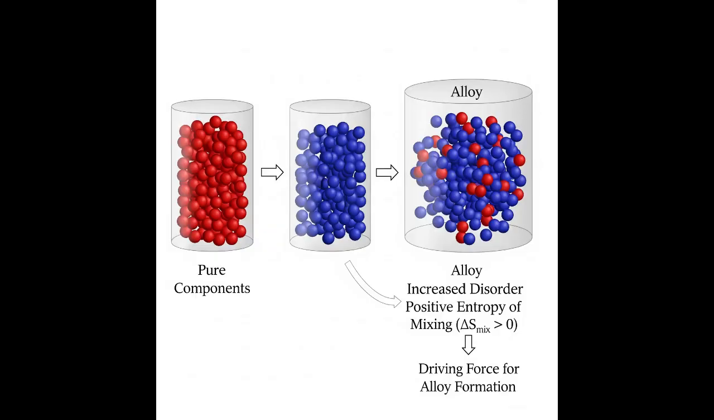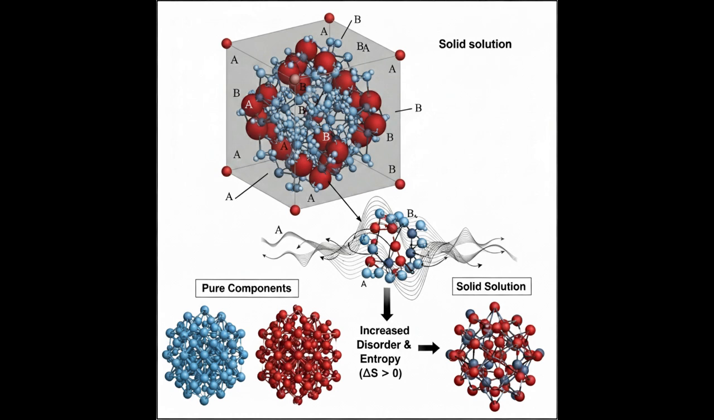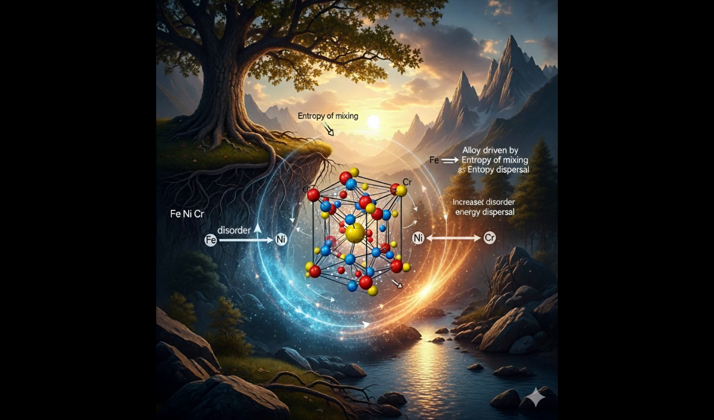The next implication we are announcing here is entropy of mixing in alloys. When you mix two different types of atoms to form an alloy, the system becomes more disordered compared to the pure elements. This leads to a positive entropy of mixing, delta S of mix. This positive entropy of mixing is a significant driving force for the formation of solid solutions in alloys, even if the enthalpy of mixing is slightly unfavorable. It explains why many alloys exist.